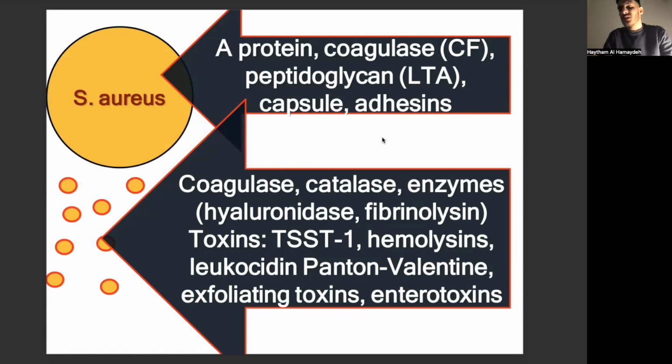And fibrinolysin is an enzyme that breaks down fibrin, I think. This enzyme is very useful for aureus to infect a wound. You know how wounds need fibrin to clot blood and prevent loss of blood. If aureus is present, it would infect this wound and cause it to not stop bleeding.